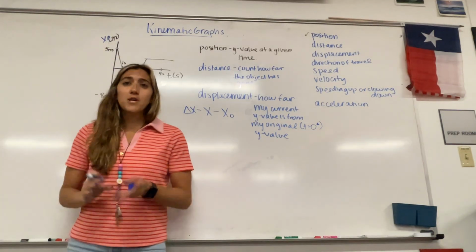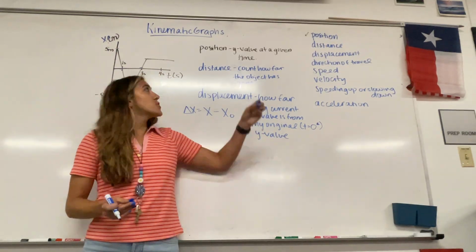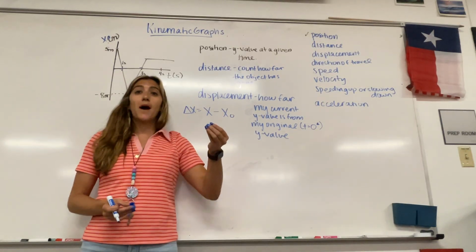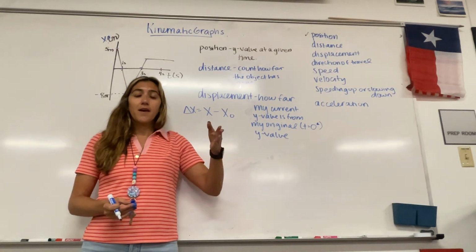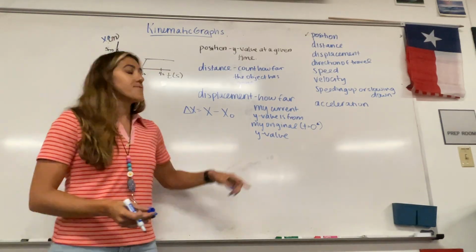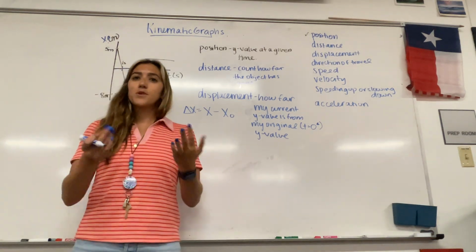So if you don't want to think of displacement as finding something new, then follow what you already did for position. That's just what is the y value at a certain time. Find the y value at your initial time, x naught, and your final time, x, and subtract them. So let's do it that way.